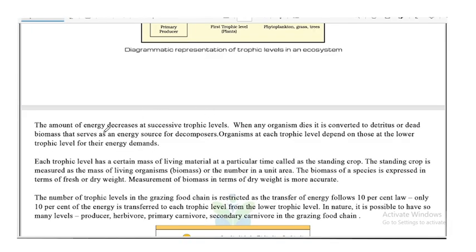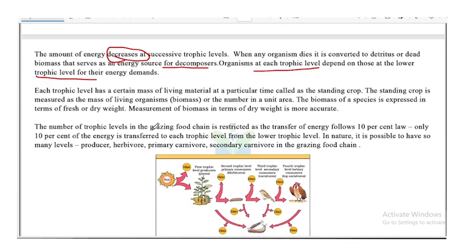Moving on, the amount of energy decreases at successive trophic levels. When the organism dies, it is converted into detritus or dead biomass that serves as an energy source for decomposers. Organisms at each trophic level depend on those at the lower trophic level for their energy demands. Each trophic level has a certain mass of living biomaterial at a particular time, called the standing crop.